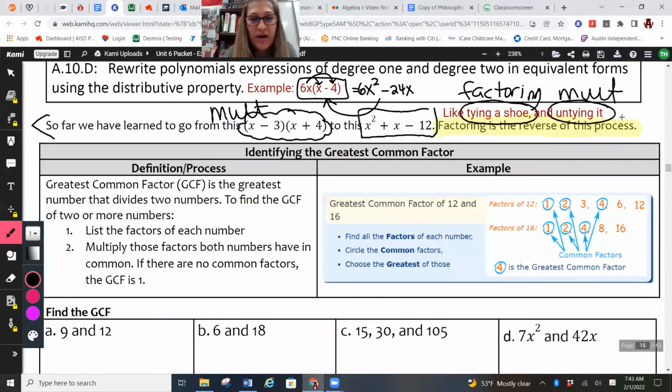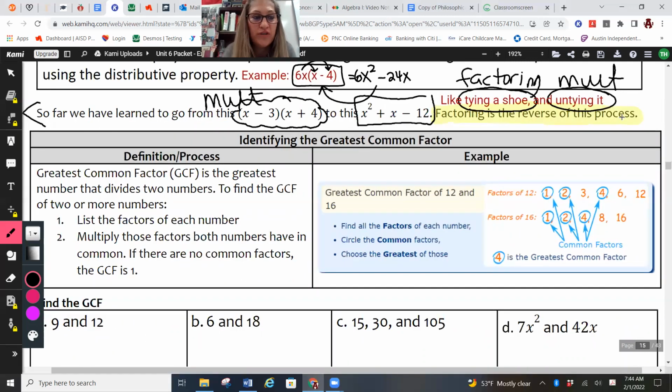We're going to look at identifying the greatest common factor, the definition and the process, okay? I'm just going to read this little box. The greatest common factor, called the GCF, is the greatest number that divides two numbers. To find the GCF of two or more numbers, here we go. Step 1, list the factors. I'm going to show you how to figure that out. Step 2, multiply those factors both numbers have in common. If there are no common factors, the GCF is 1.